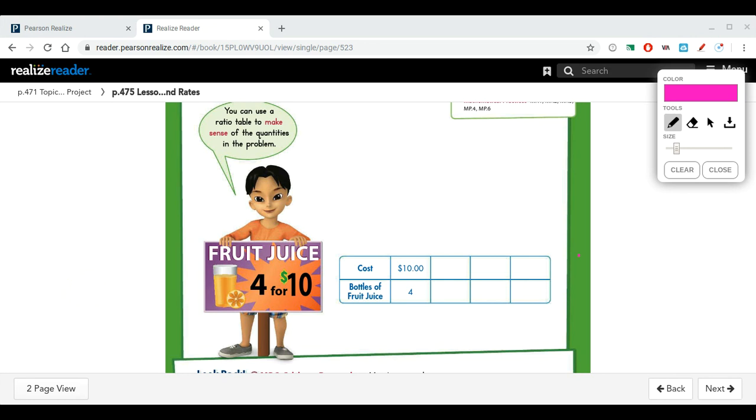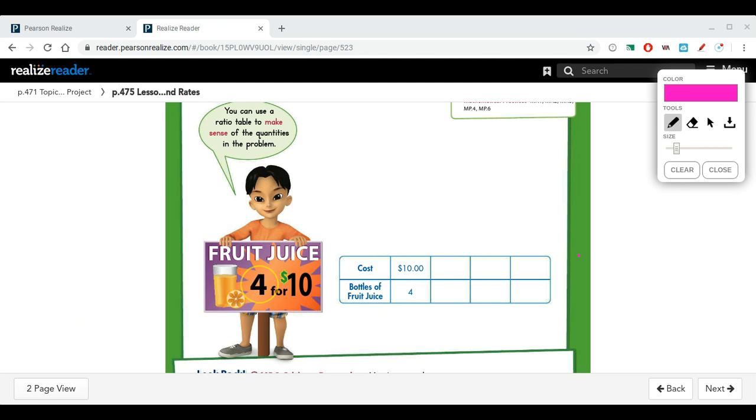If we take a look at the very first problem on our solve and share, it says, what is the cost of 10 bottles of fruit juice? Solve this problem any way you choose. You'll notice that I have a ratio table here. So we're going to be looking at solving problems involving rate by writing rates, using ratio tables, and double line graphs. And so if we look at our rate, it is 4 for $10.